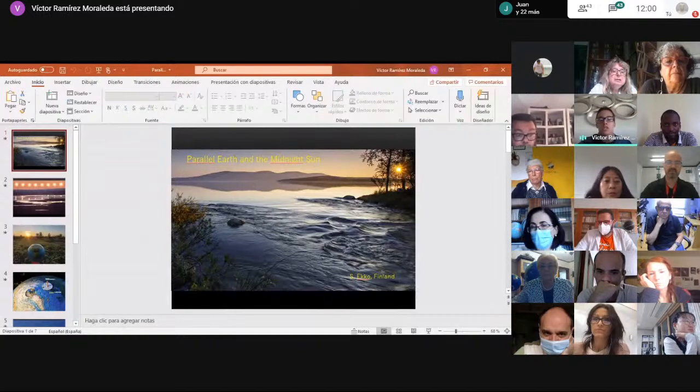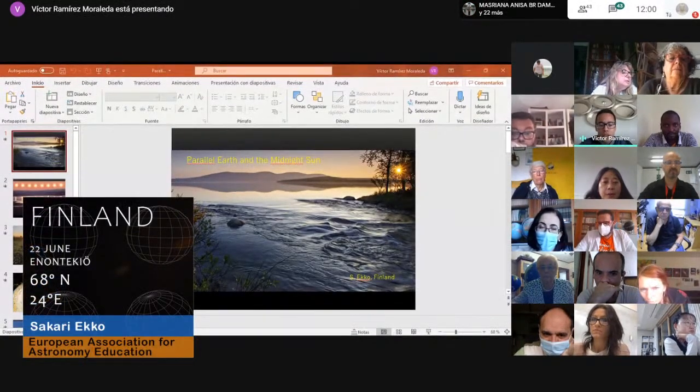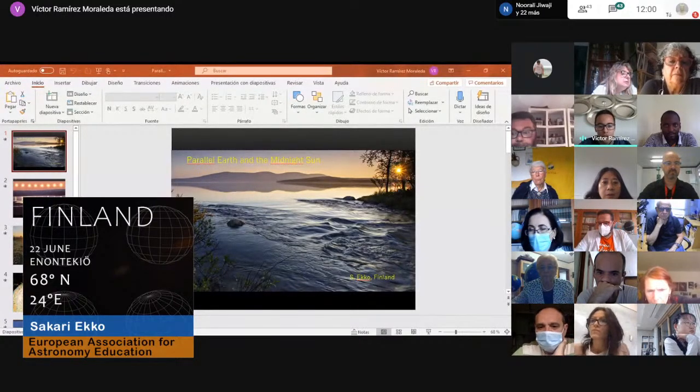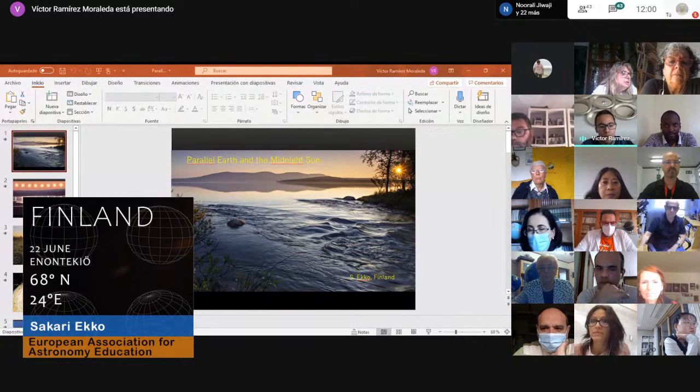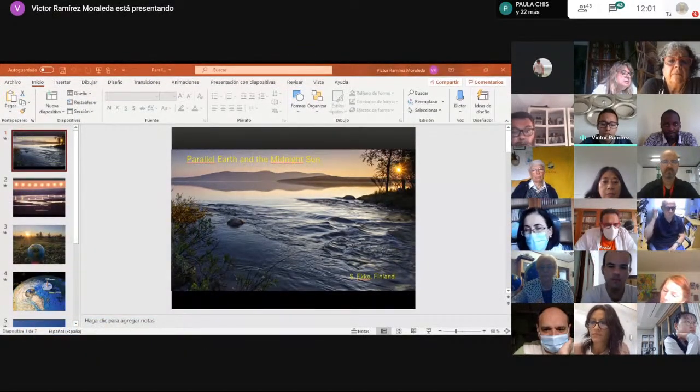Slide 1. In the polar region north of the Arctic Circle, there is a time around midsummer when the sun does not set at all. It is called the time of the midnight sun. It is easy to demonstrate using the parallel Earth method.